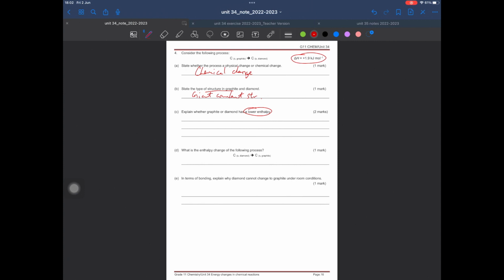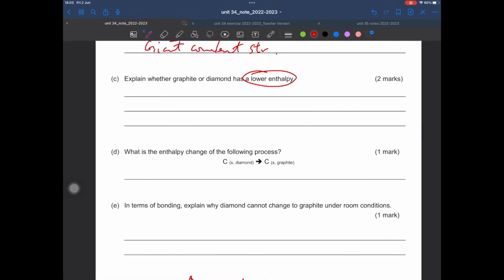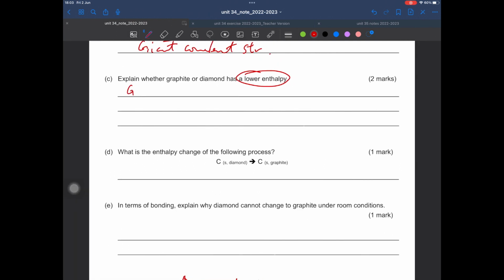Part C. Which one got lower enthalpy? Before this, we can use the enthalpy level diagram. Because the reaction is endothermic, so we can conclude that the graphite should be in lower position, or we can say this is energetically more stable than that of diamond. So our answer will be, here shows, this is an endothermic reaction. So that means the reactant should be in lower position than that of the product.